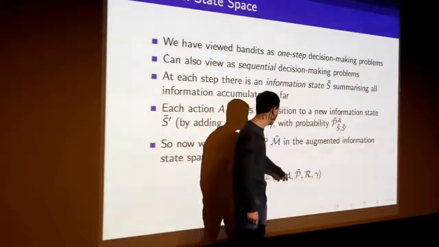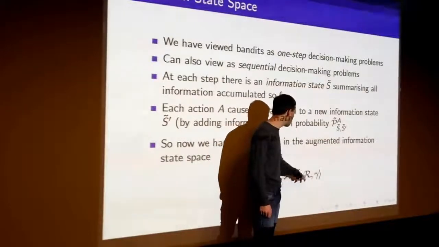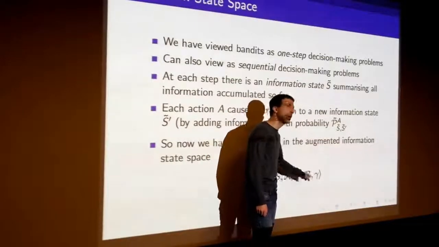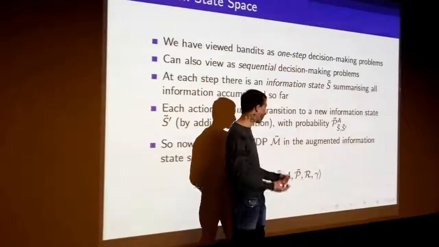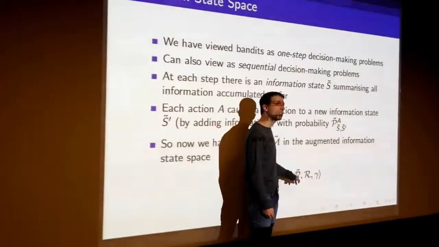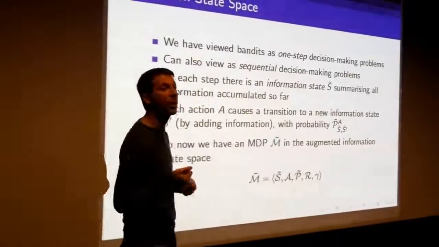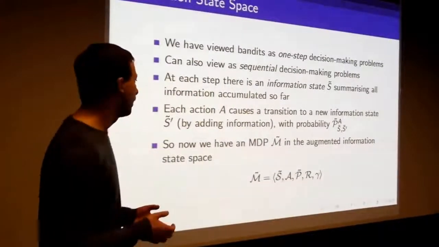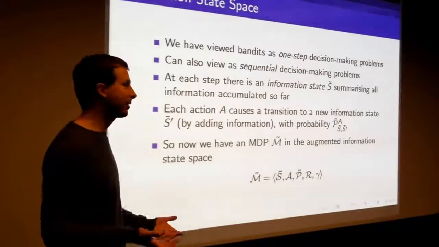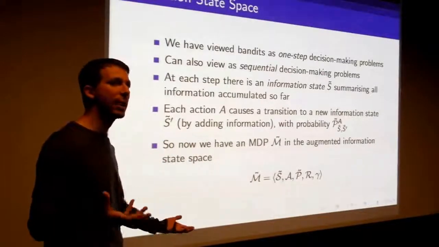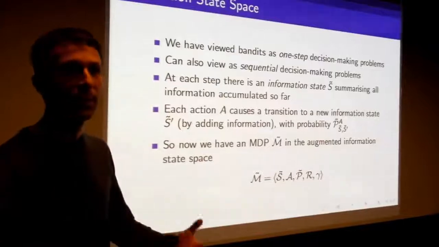So we've augmented our original bandit problem, which was A and R, to make an MDP, with this thing that takes us from information state to information state as we traverse this bandit, as we try different things. This is a very large MDP. This tells us about all the different possible information states we could be in as we start to explore this bandit.